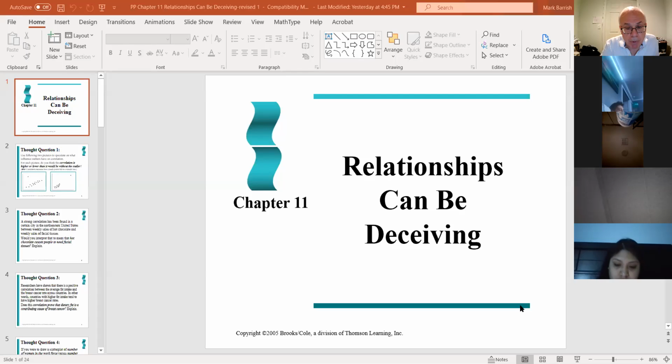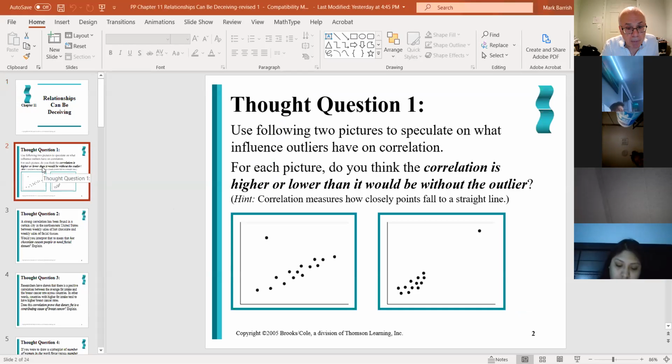All right. So that is chapter 10. Look now at chapter 11. Chapter 11 is just a continuation of this idea about relationships, and about how they can be deceiving. This is just some information about this. It says, look at the two pictures to speculate on what influence outliers are having on correlation.